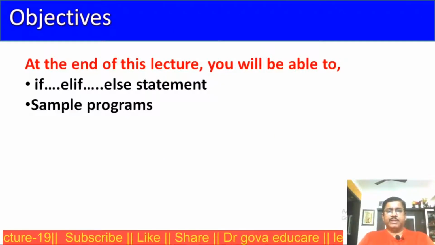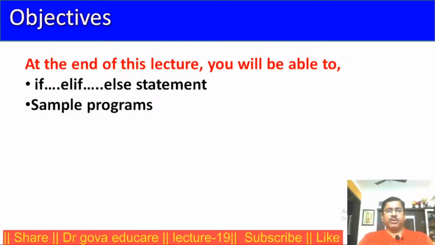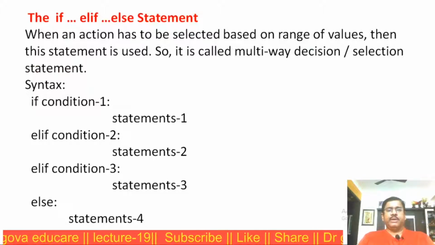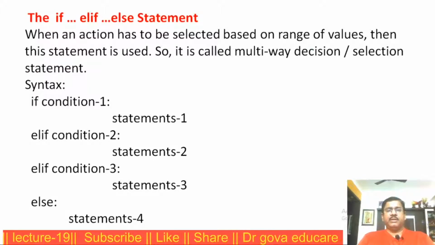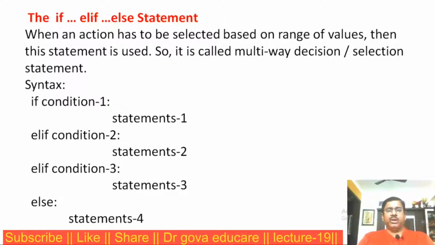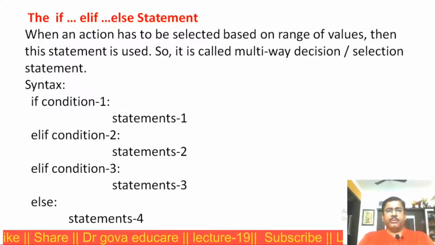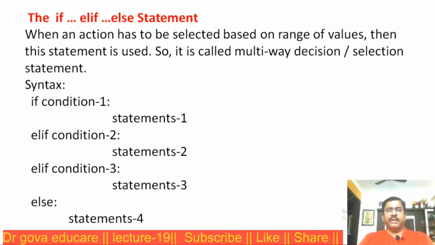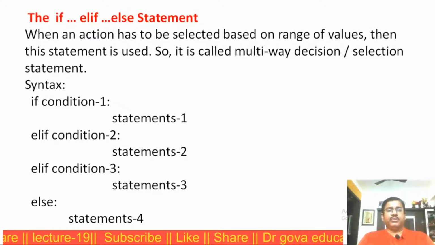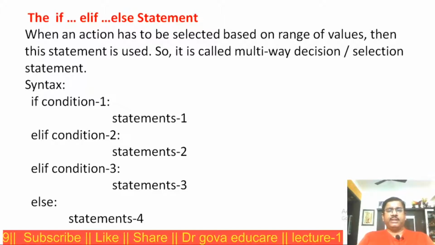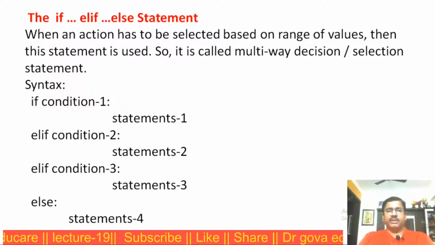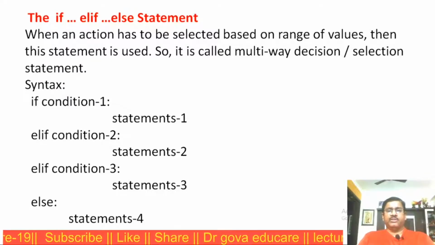At the time of this lecture, you will be able to learn the if, elif, else statement and some sample programs. This statement is used when there are many options and we have to select any one of them. When an action has to be selected based on the range of values, this statement is used. So it is called a multi-way decision or selection statement.